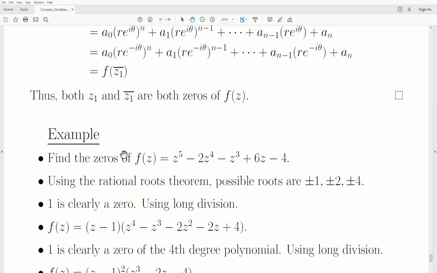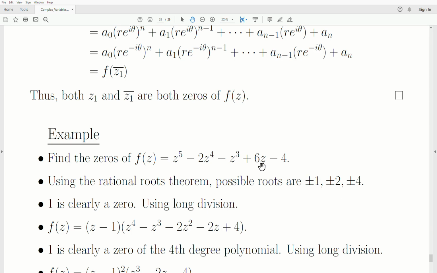Now, a quick example. Let's find the zeros of this 5th degree polynomial. Notice all the coefficients are real, so we're going to use the rational roots theorem to possibly find a root. You take all the factors of 4 and all the factors of 1. The factors of 4 are plus or minus 1, plus or minus 2, plus or minus 4, and you divide each of those by the factors of 1, which is just 1. So the possible rational roots of this 5th degree polynomial are these.